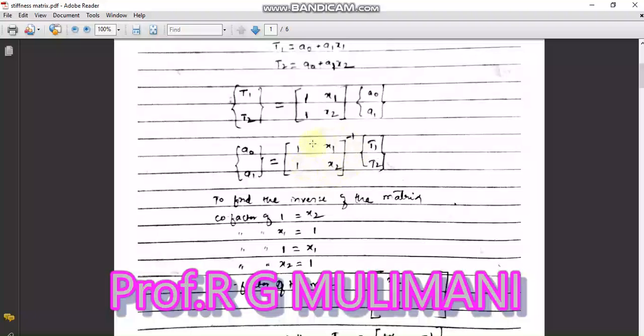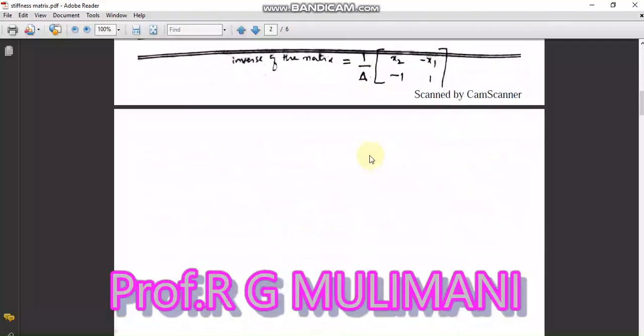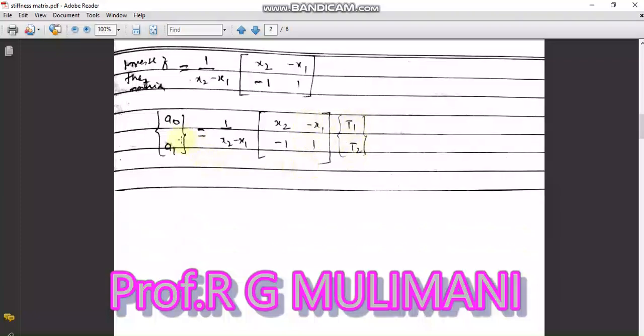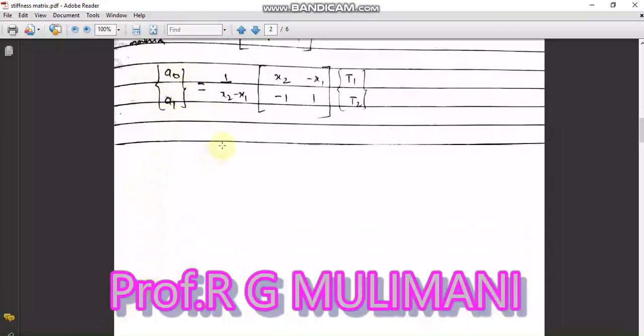Substituting this inverse of the matrix value, a0 a1 is equal to 1 by x2 minus x1, times the matrix x2, minus x1, minus 1, 1, and t1 t2. So these are the constants. Now the constant vector is determined.